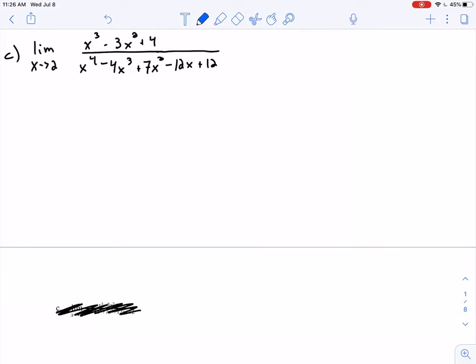I had a typo in part C of the last problem. I believe I fixed it, so I want to try this problem just one more time. Here I have the limit of this big, ugly, rational function. Where are we going to start?